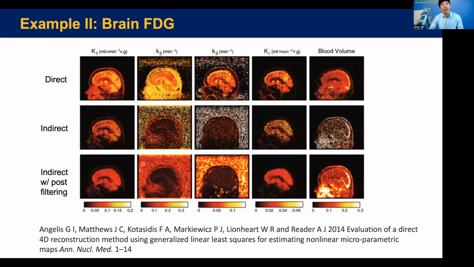And here's another result taken from another reference by Angeles. This is an FDG brain scan. As compared to the indirect result shown in the middle row, that I already showed in the previous slides, the direct reconstruction on the first row really substantially reduces the noise, and you can now actually see the brain structure in the images. Even though we could reduce noise by post-filtering the indirect reconstructed image, you can see it loses resolution, so we don't have a lot of detail in the brain structure.